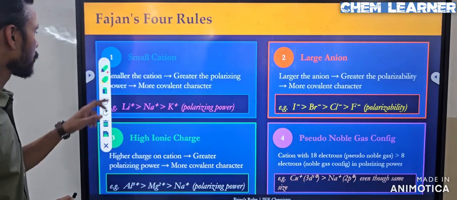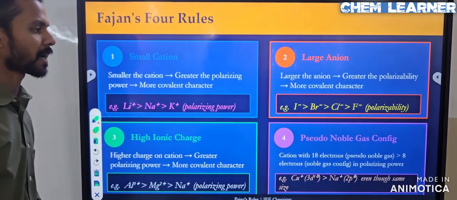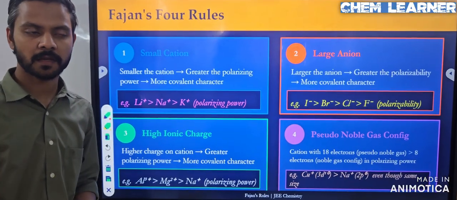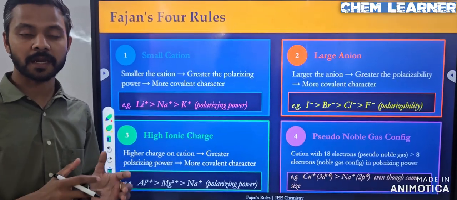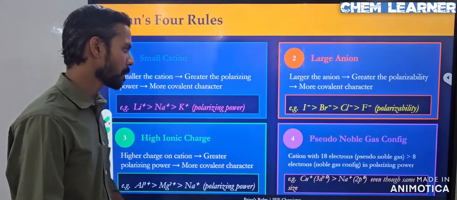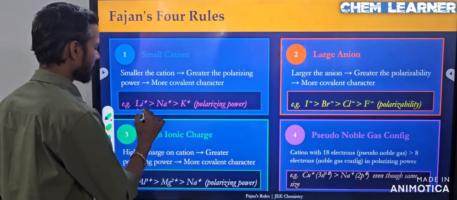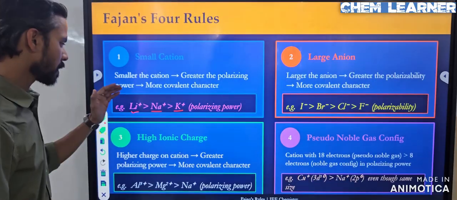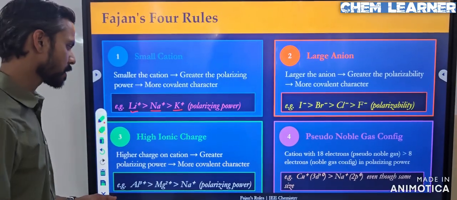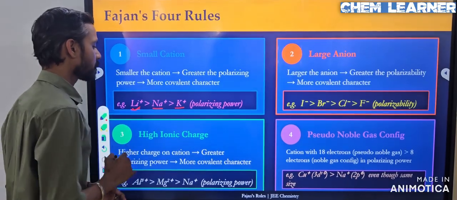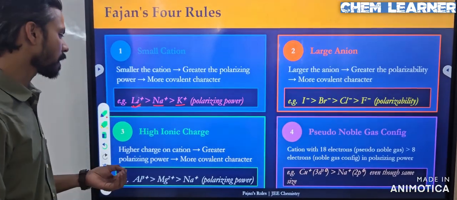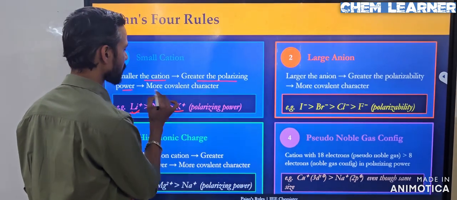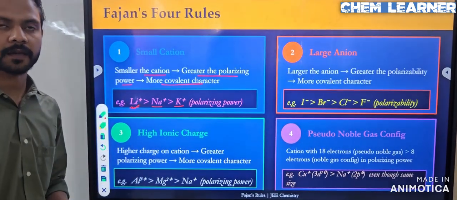What are Fajan's 4 rules? The first rule is that the cation should be smaller. If the cation is smaller, then it will have high nuclear charge, and it will be able to distort the electron cloud of the anion. The examples are Li positive, Na positive and K positive. Moving down the group, the atomic or ionic size increases. So Li positive has more polarizing power in comparison to Na positive and K positive. The smaller the cation, the greater the polarizing power, and the more the covalent character.